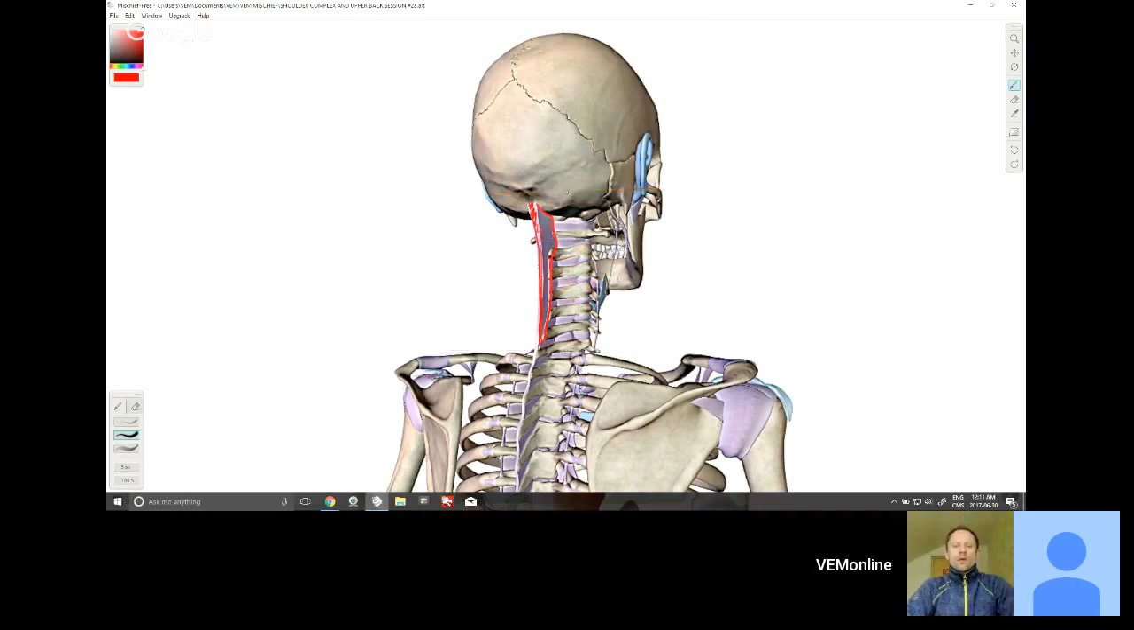That is called nuchal ligament. Let's use black. Nuchal ligament.